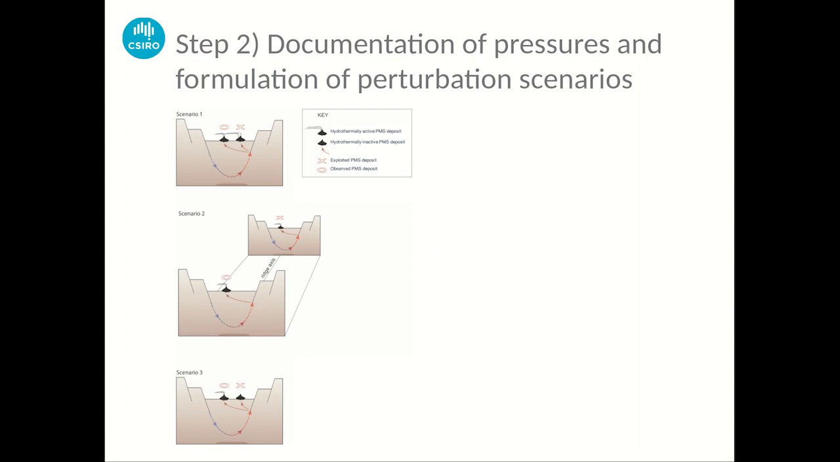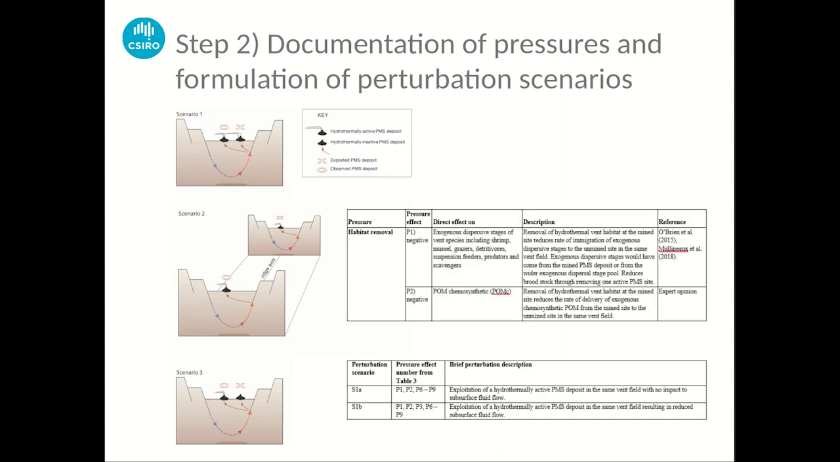What we then do is document all of the different sorts of pressures and perturbation scenarios. So how do we think the different pressures are going to act singly and also in combination with other pressures? So we get to see some sorts of pressures, for example, habitat removal, what the pressure actually is, and what the direct effect of that pressure is actually acting on, the description of what that pressure is, and the reference to describe that particular one.